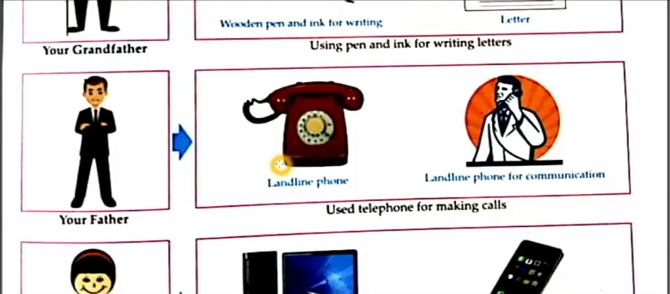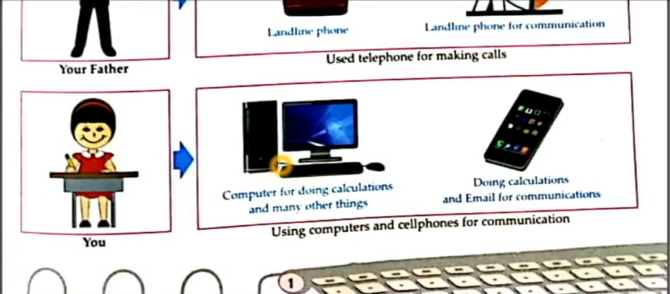Now, in your generation, you know very well how you talk and communicate with each other. The cell phone, or you can say the smartphone, has replaced landline phones. You can talk to anyone in this world while sitting anywhere. Second, you can communicate with the help of instant messaging such as WhatsApp. You can do video calls, etc.